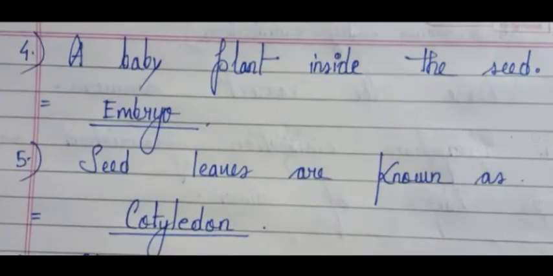The fourth one is a baby plant inside the seed. What is the baby plant inside the seed called? It's embryo. The fifth one is: seed leaves are known as. What is the name of the seed leaves? It's cotyledon.